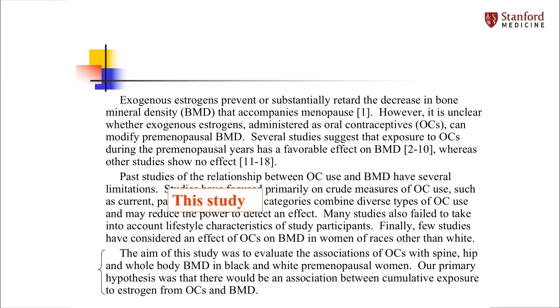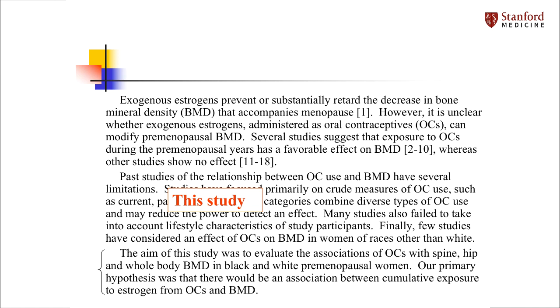And then we get to this study. The aim of this study was to evaluate the associations of oral contraceptives with spine, hip, and whole body BMD in Black and white premenopausal women. So we get a statement of the aim of the study. Notice that we're including both Black and white premenopausal women. That's filling in a gap in the literature.